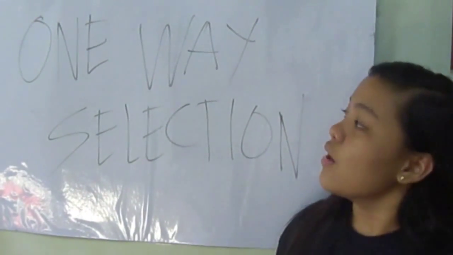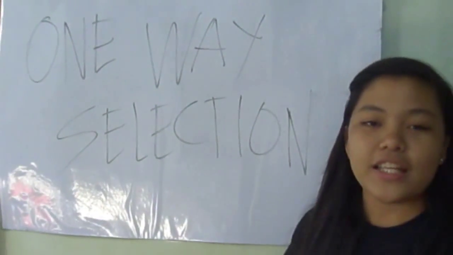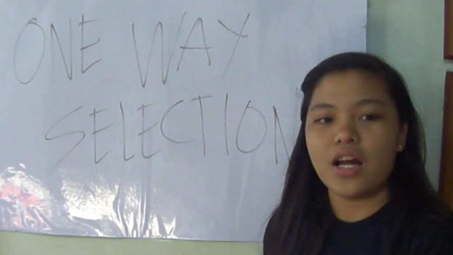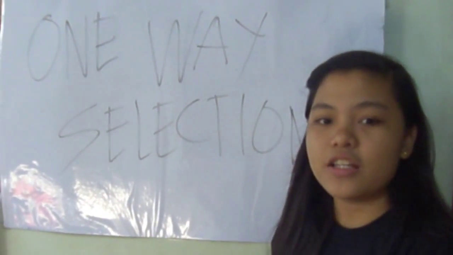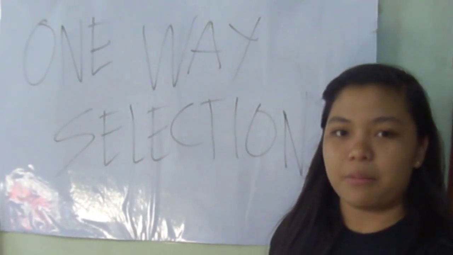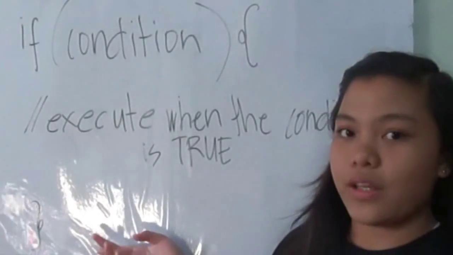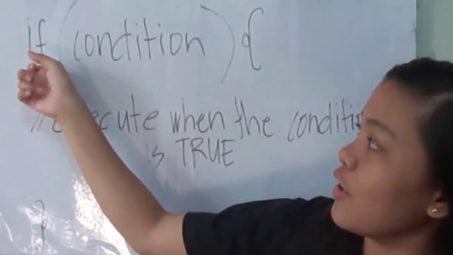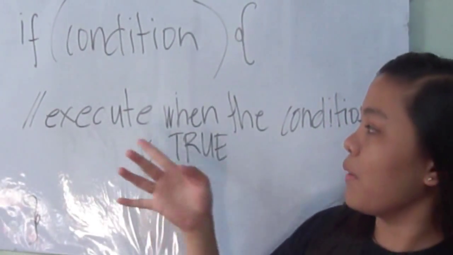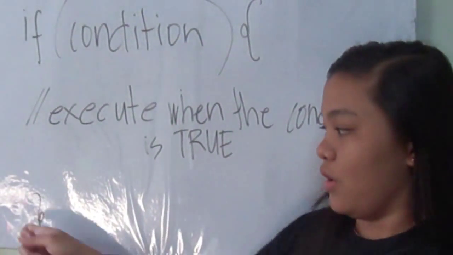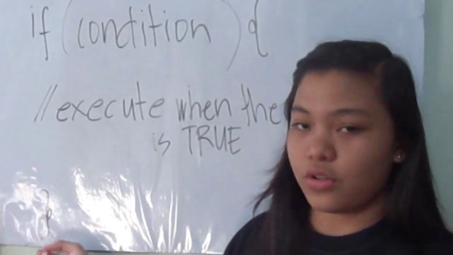The first is one-way selection. In this selection structure, an if statement consists of a Boolean expression followed by one or more statements. The syntax for one-way selection is if followed by the condition and open curly brace, then the statement when the condition is true, and close curly brace.